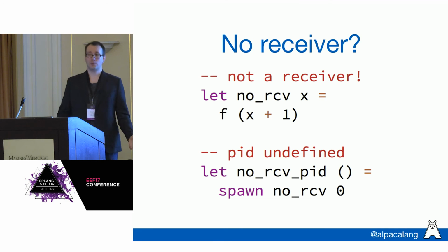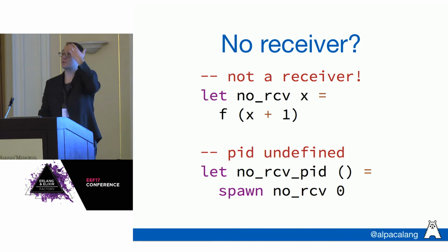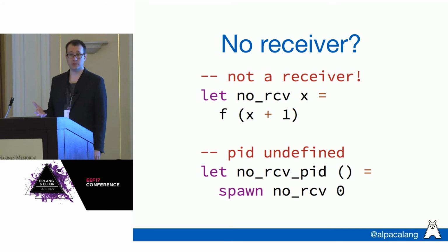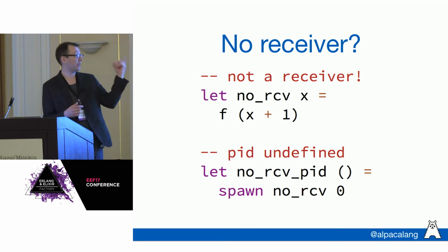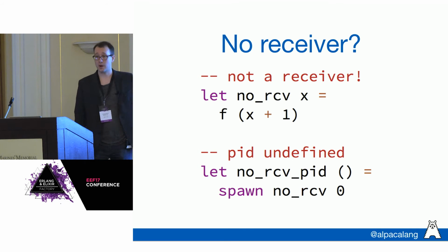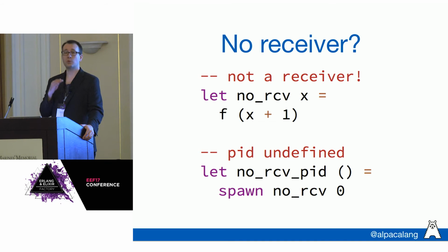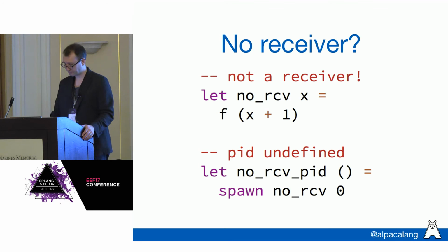What happens if there's no receive? What happens if you spawn a process to do some asynchronous work and you never actually check the mailbox? Well, in that case, we get a PID undefined. A PID undefined cannot be sent messages because undefined unifies with no concrete types. If you try to send an integer to this process here, type error. You try to send it a float, type error. Any message you send to this will result in a type error. You are not permitted in Alpaca to send messages to this process.